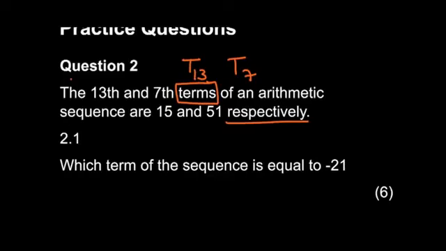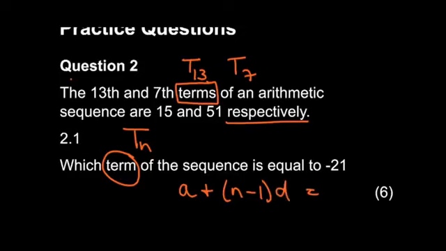Which term of the sequence is now equal to negative 21? So now again, I'm talking about a term. Which term? I've got to translate it into a formula. That's Tn. So I want to know, when is a plus n minus 1 d equal to negative 21? Okay, but I don't know the first term. It's missing. I only know the 7th and the 13th, and I don't know what the difference is either. So I've got to do some calculations, because in order to solve for one variable, I need to make sure that the other two I have found.